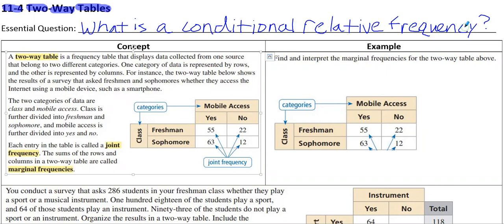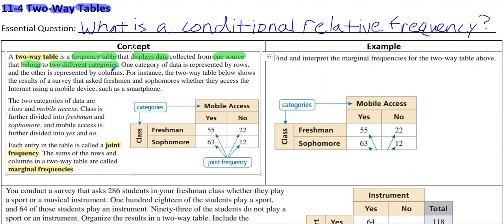Oh, this section is all about vocabulary. Without further ado, let's jump in. A two-way table is a frequency table. And you might be going, well, frequency, I forgot what that word means. It means the number of times something happens. So it is a frequency table that displays data collected from one source that belong to two different categories.